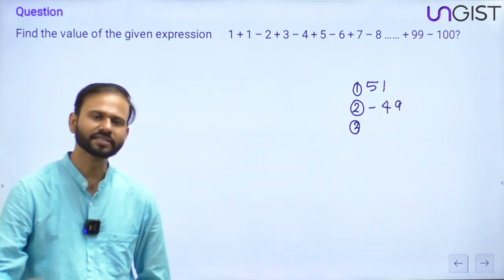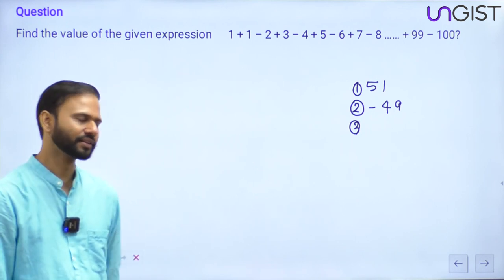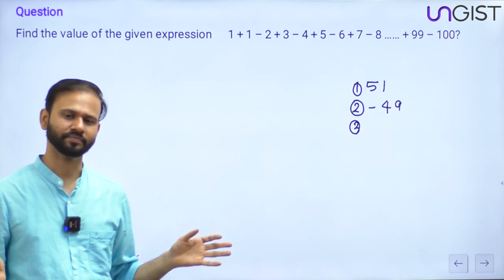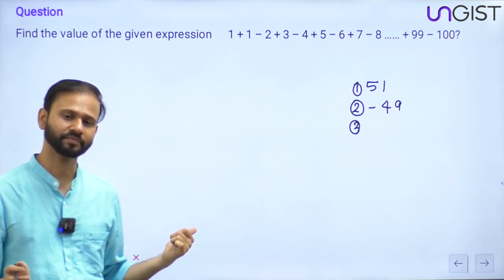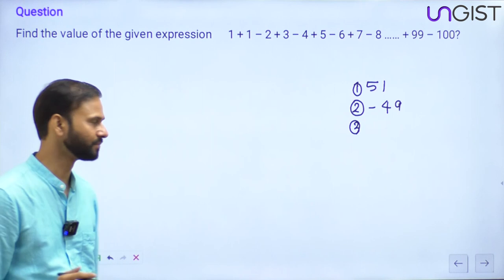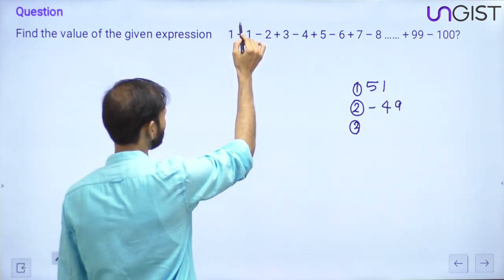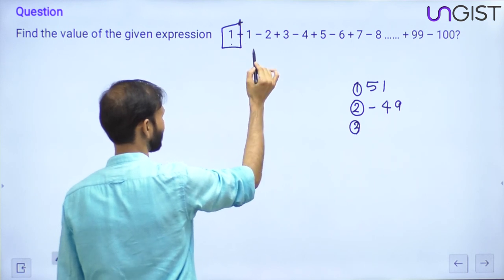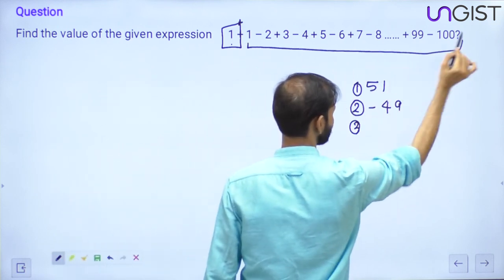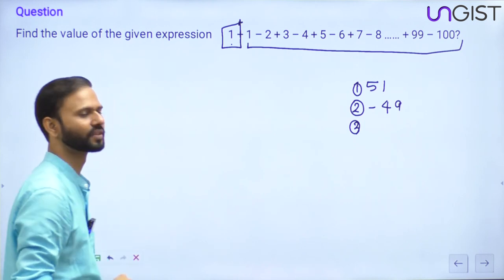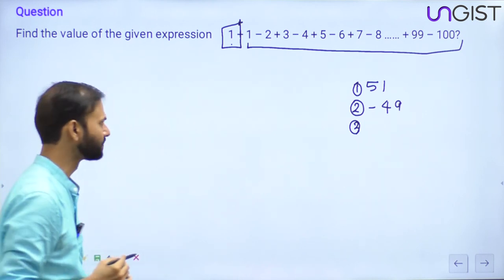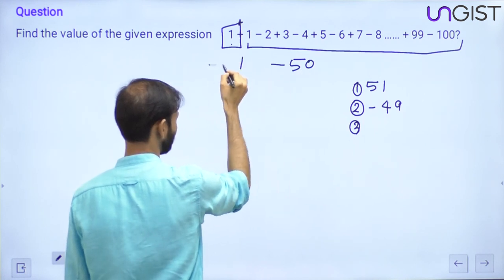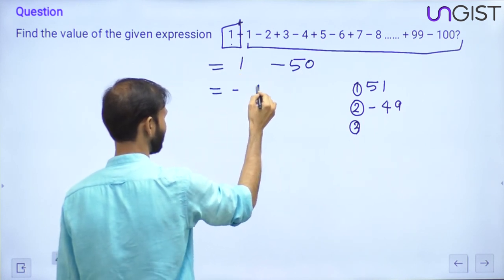Okay. Guys, here one term is actually disturbing your entire pattern. Which is that term? The first term, right? So try to calculate it separately, fine? This one plus, and the answer for this expression is minus 50, we have solved it earlier. And this is 1. 1 minus 50 is minus 49.